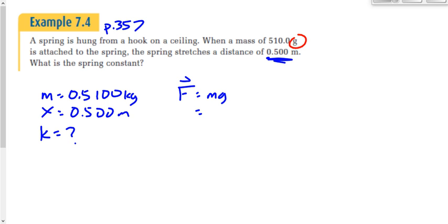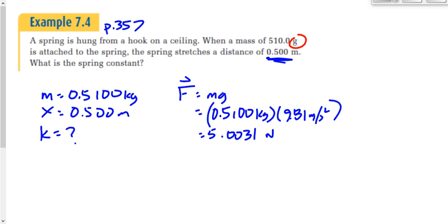Is it going to help me? I don't know. But it's certainly not going to hurt me to find that. So 0.5100 kilograms times 9.81, because we're on or near the surface of the Earth, right? Meters per second squared, or what are the other set of units that I could use for that? Newtons per kilogram would work as well. When I multiply 0.5100 times 9.81, I get a value of 5.0031 newtons. All right, good. I just got something. Is it helpful to me? Is it helpful to me, Dylan?